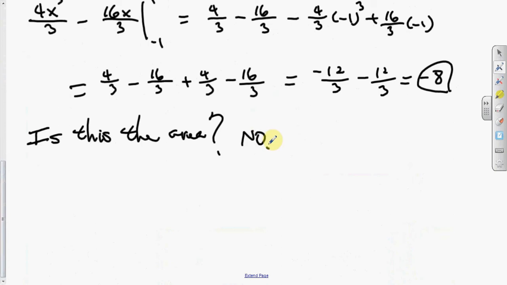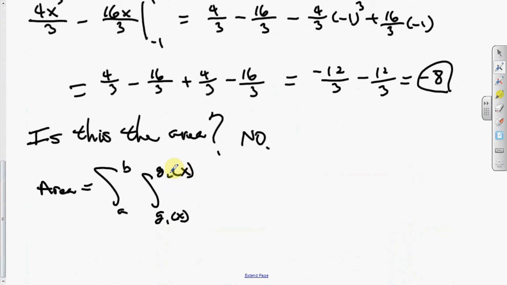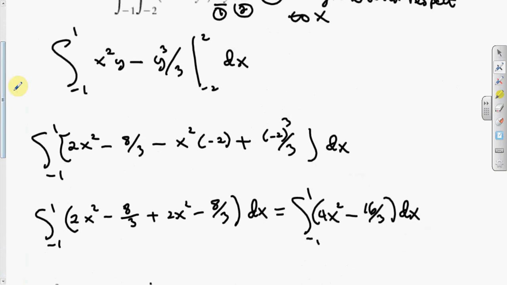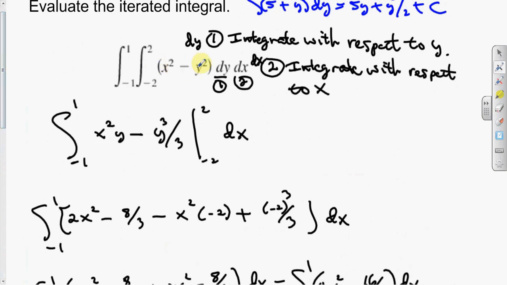If you go back to the previous page, the area is defined as this: some double integral, let's say from a to b, integral from g sub 1 of x to g sub 2 of x, and this is dy dx. There's no function here, right? That's the area. So if you go back to this problem, if they did not have the x squared minus y squared, then you're calculating the area.